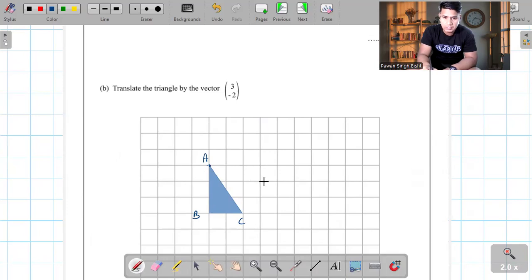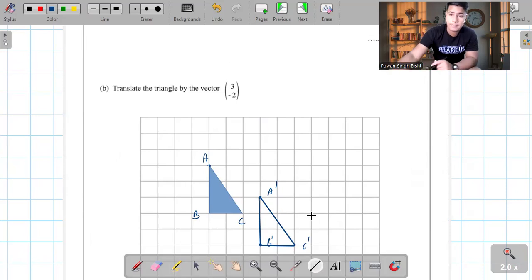So 1, 2, 3, 1, 2 here. This will be A dash. If we talk about B, 1, 2, 3, 1, 2. That will be B dash. And if we talk about C, 1, 2, 3, 1, 2. That will be C dash. Now join this A dash, B dash and C dash. So when you join them, that will be your translated figure. Is that clear?